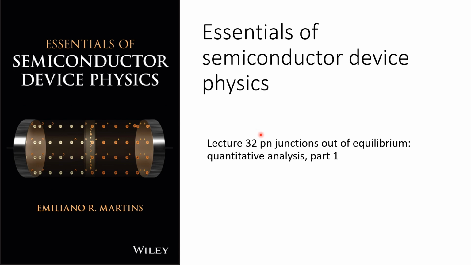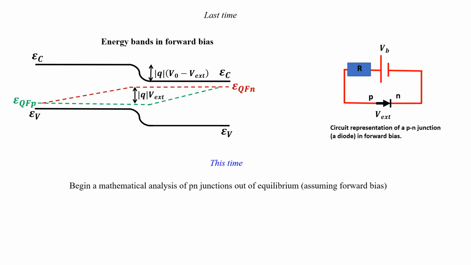In this lecture, we begin a series of 3 videos leading to the relationship between current and voltage in a p-n junction. So last time we discussed the main features of a p-n junction out of equilibrium. We discussed the forward bias configuration, the reverse bias, and this time we're going to begin a mathematical analysis of p-n junctions out of equilibrium.